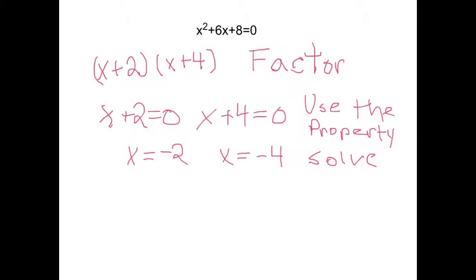Next, we use the zero product property, which means we set x plus 2 equals 0 and x plus 4 equals 0. We then subtract 2 from both sides and get x equals negative 2, and we subtract 4 from both sides, which gives x equals negative 4, and those are your answers. These are also the two points where your graph intersects the x-axis.